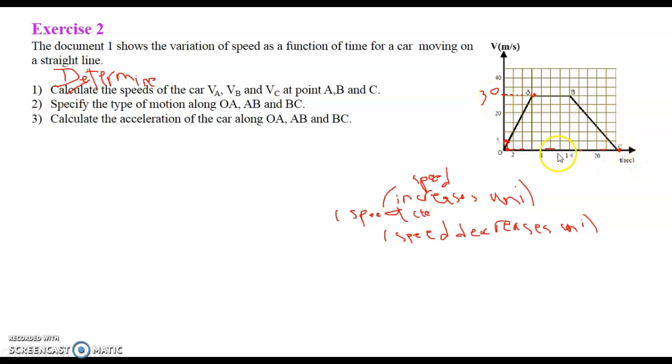If you project it on the y-axis, you also obtain 0. So VC is 0 meters per second. Now specify the type of motion along OA, AB, and BC.